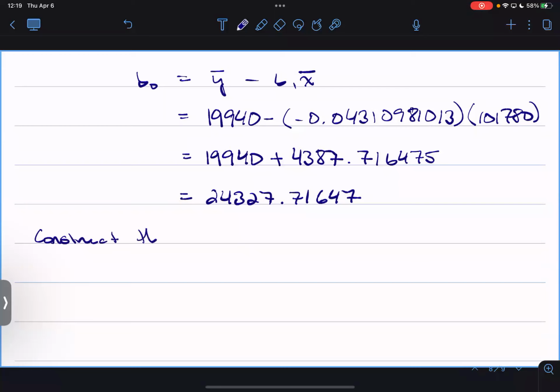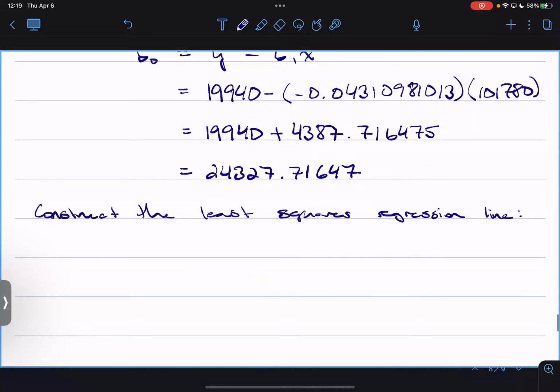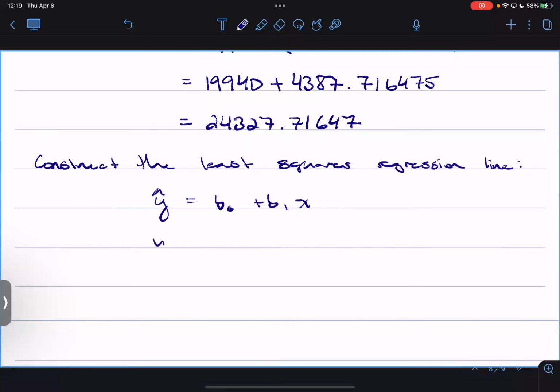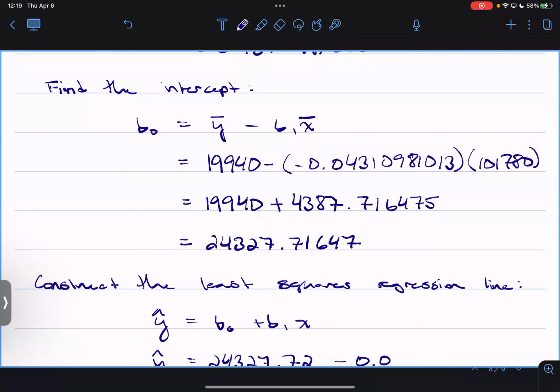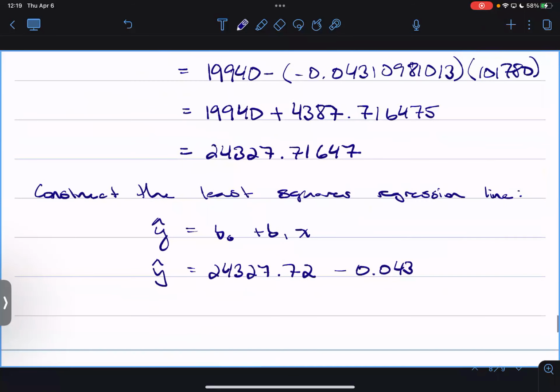Construct the least squares regression line. Sounds hard. It's not. Y hat is B naught plus B1 X. Y hat, we found B naught, 24327.72. Let's round because I'm lazy like that. Oh, but the slope is negative, minus 0.0431 times X.